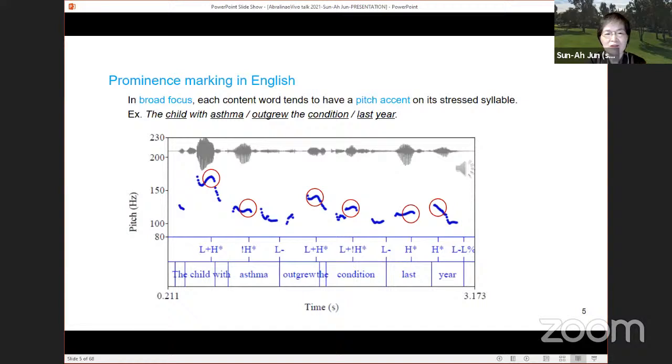First we can talk about English data. In an English broad focus situation, take a sentence like this: a child with asthma outgrew the condition last year. Each content word tends to have a pitch accent on its stressed syllable. So the recording, I'll play: The child with asthma outgrew the condition last year. The stressed syllable of each content word is marked with these red circles. And those are more prominent than the function words, the or with. And some of them have the slash, meaning the phrase boundaries. So typically prominence is marked by a pitch accent on the content word in the default neutral case.